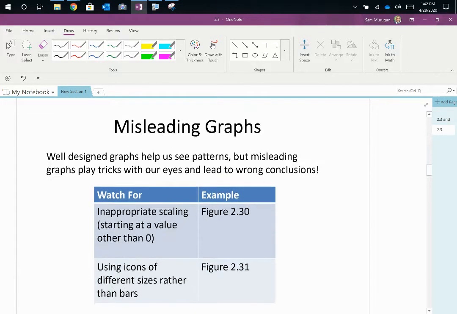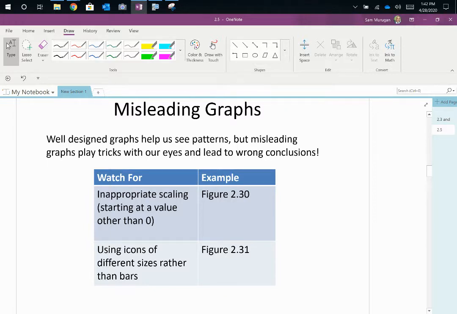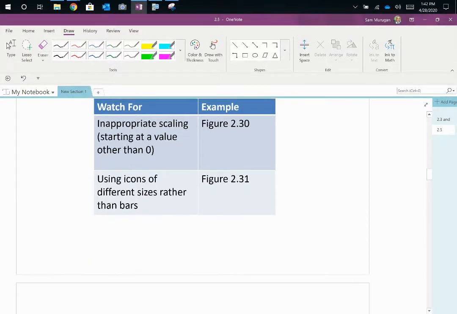Now, here's where I want to talk a little bit about well-designed graphs to see patterns, but misleading graphs play tricks on our eyes and lead to wrong conclusions. For example, you have to watch for inappropriate scaling, starting at a value other than 0.